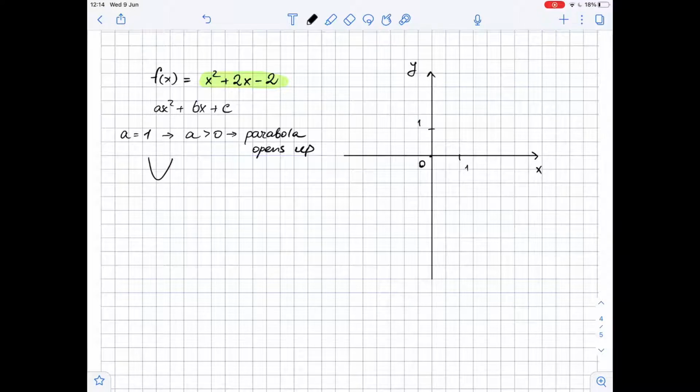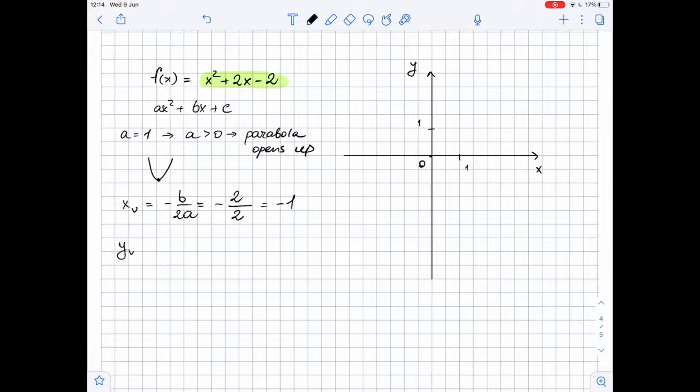Well, now let's find the vertex of our parabola, so this point. To find the vertex, we will start by finding the x-coordinate of the vertex, which is equal to negative b over 2a. Here we see that b is equal to 2, because the coefficient in front of x is 2. And a is equal to 1, so 2a is equal to 2. Well, we get that the x-coordinate of our vertex is negative 1.